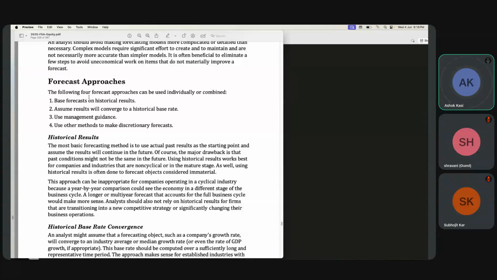Then, base forecast. Assume results will converge to a historical base rate. Use management guidance and use other methods to make a discretionary forecast. That means, apart from whatever management has given, you may want to change based on your discretion, what you think will happen. Say, for example, the way it's raining, you can say, okay, because of this the crops will be good or the crops will be bad, and so this is how it is going to impact a pesticides company.